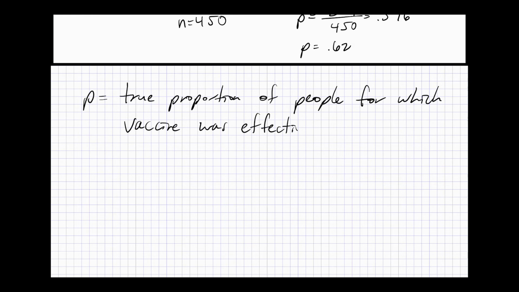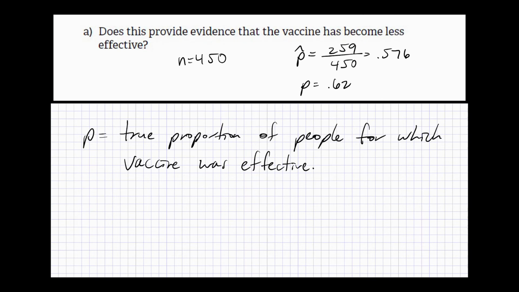Effective meaning they didn't get the disease. I'm guessing because effectiveness, you can have different definitions of effectiveness. You can say they just plain don't get the disease, or you can say if they do get the disease, they don't get too sick, right? If you get the flu shot, you can still get the flu, but you just won't be in bed for 3 days, right? Every year I get the flu shot, and I'll get the flu, but I can still come to school. I'm not bedridden, right? That could be effective as well. Okay, so that's what they mean by effective.